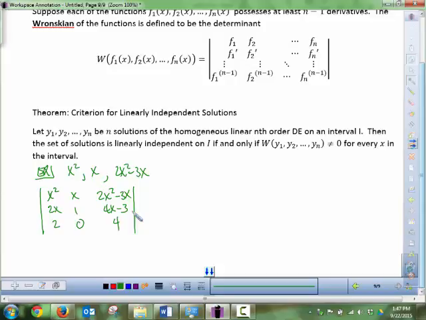Do you know how to find the determinant of something? Oh no, we have to talk about that, huh?